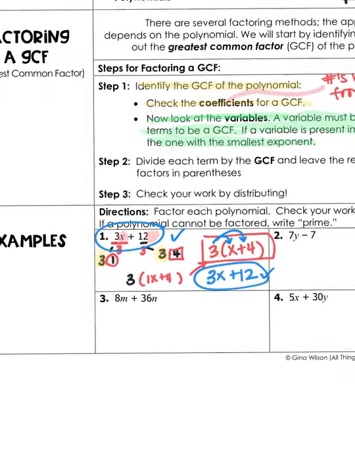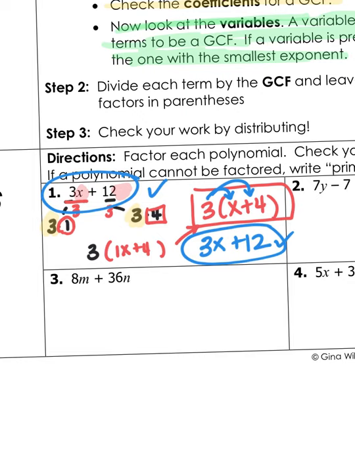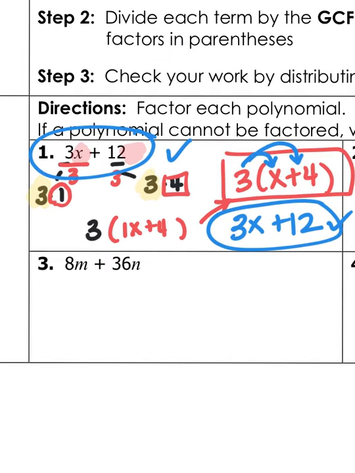All right, so on number 3, it says 8m plus 36n. So we're going to have to think of what divides into 8 and 36 evenly. So we know that 8 can be 2 times 4 or 1 times 8. 36 could be 1 times 36, 2 times 18, 3 times 12, 4 times 9, or 6 times 6. So we're looking for the greatest common factor that goes into both of those. So it's going to be 4.